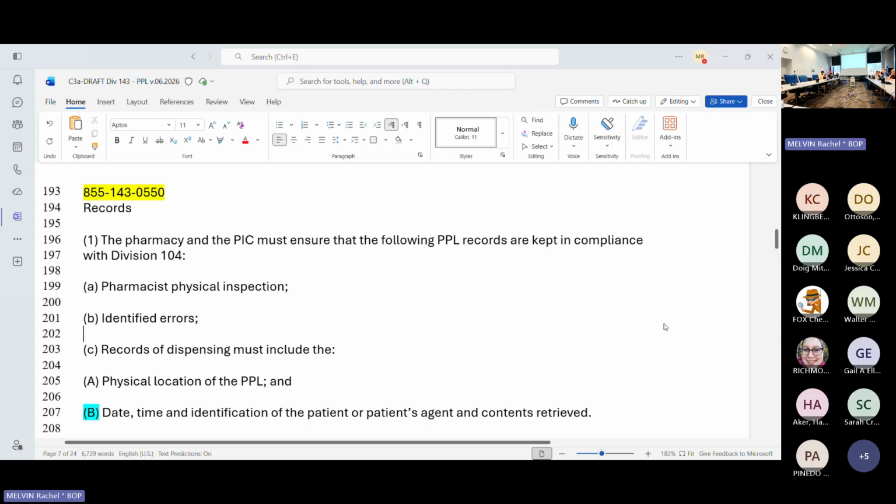Great thoughts. Thank you. Board Member Hall. I don't know if we hardly ever have the identification of the patient's agent. The rule says date, time and record of the patient or patient's agent. I mean, it says or, so as long as you know who the patient is, I think the language is okay.